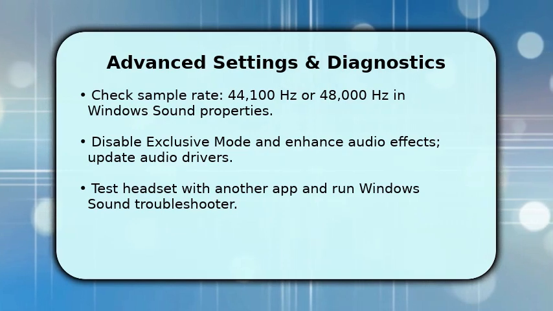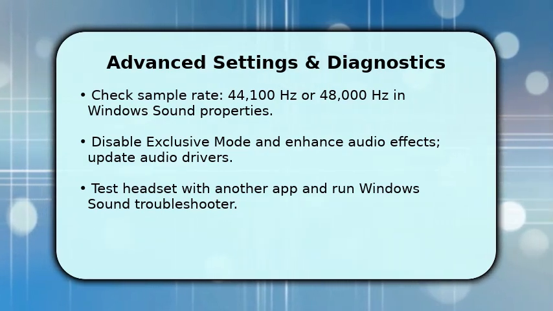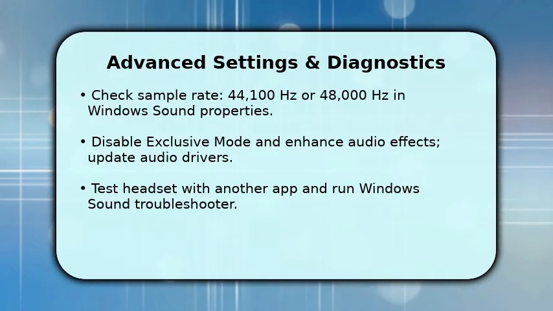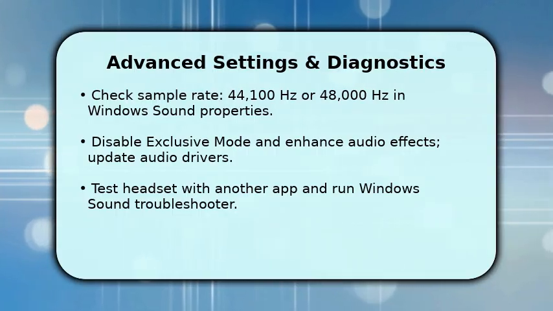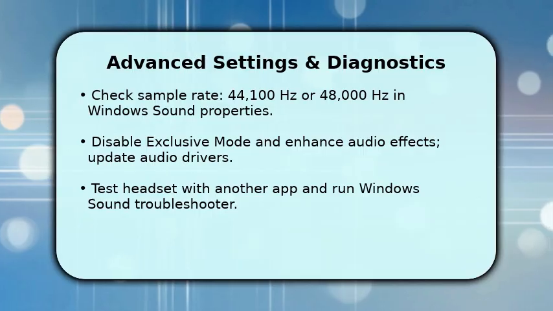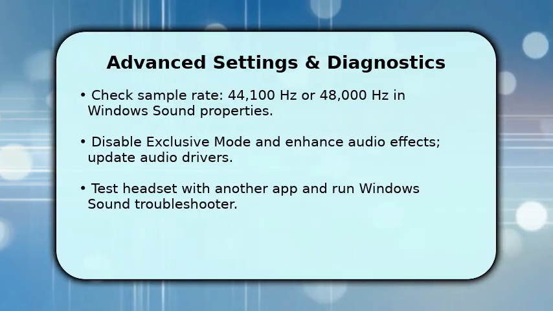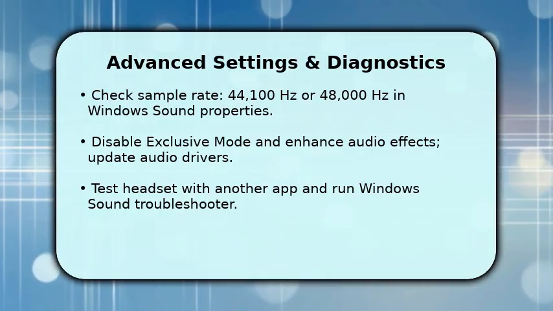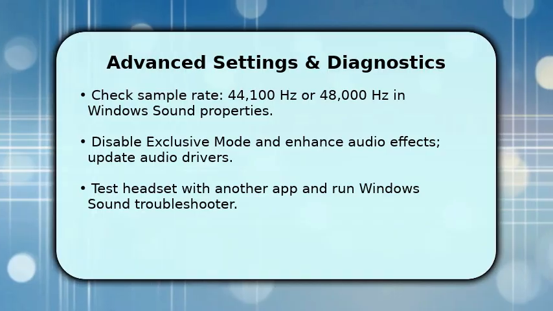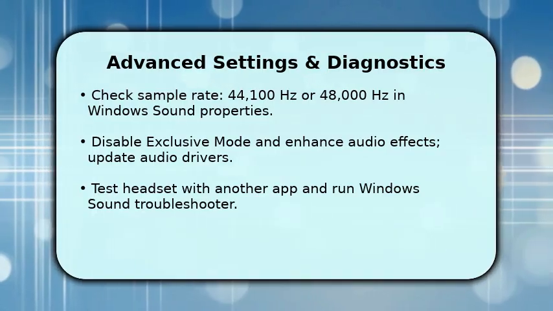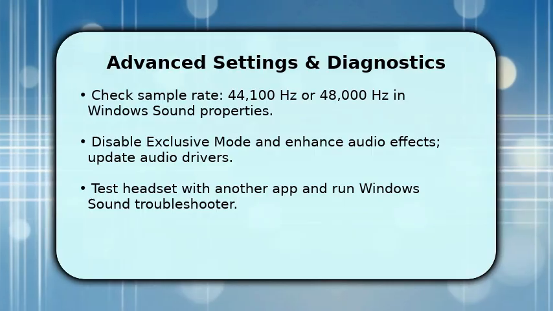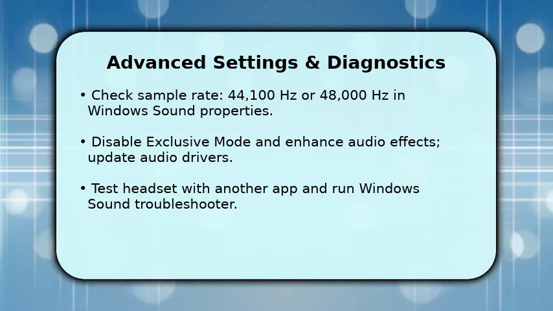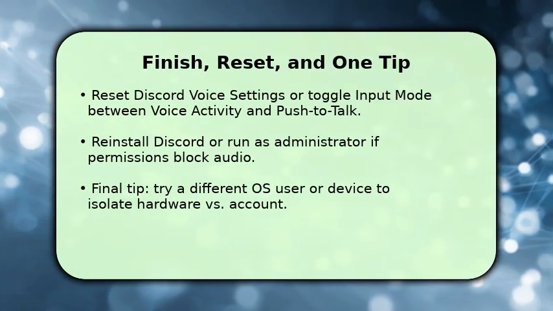Now you dig into settings that often block audio. Open Windows Sound Control Panel, select your headset, and set the sample rate to 44,100 or 48,000 Hz. Then disable exclusive mode so apps don't lock the device. Turn off enhancements to prevent distortion. Update or reinstall the headset driver and check firmware if available. Test the mic in another program to separate Discord issues from hardware problems, and run the Windows troubleshooter to automatically detect configuration errors. Finish by resetting Discord voice settings.